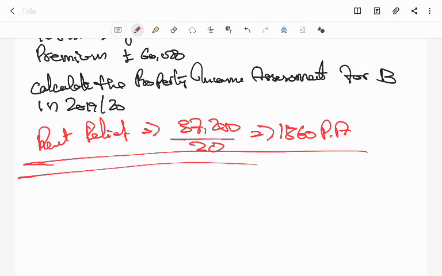As far as investment income, savings accounts and so on are concerned, we already did those in our previous chapters. So that's it, and it's the end of the chapter.